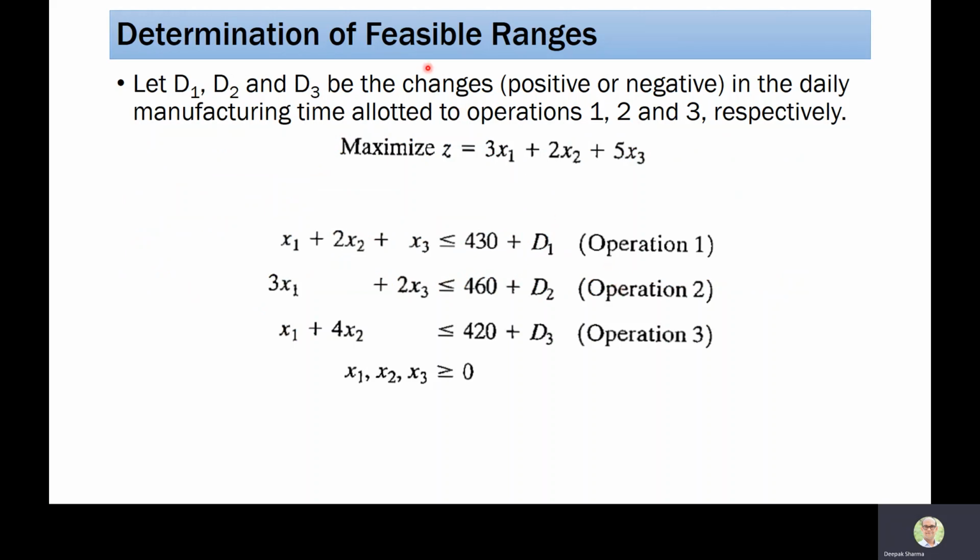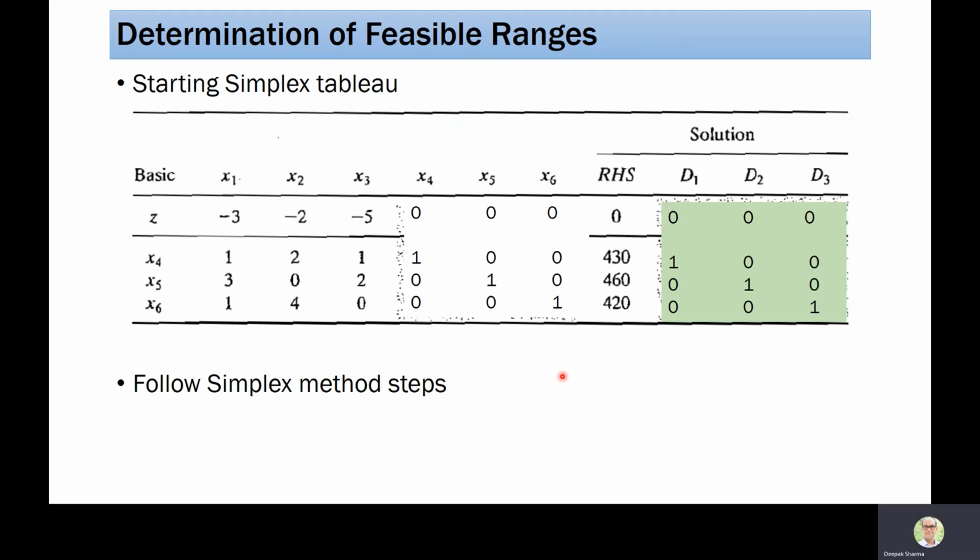Now let us look at the feasibility range. Feasibility range means the range in which the dual price is valid. So here we are introducing capital D1, D2, and D3. These are nothing but the changes on the right hand side of the constraint, and these D1, D2, D3 can be positive as well as negative. Our objective function will remain the same, and on the right hand side, we are adding D1, D2, and D3 for operation 1, 2, and 3 respectively.